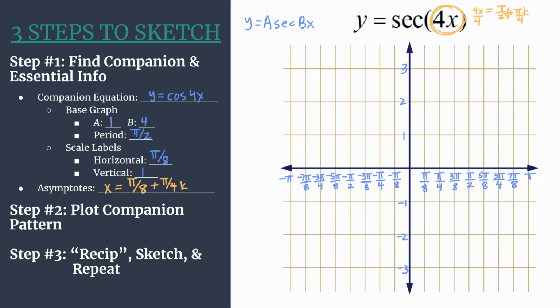All right, so now that we're done talking about asymptotes, let's switch gears back to our companion pattern. We're going to plot our companion pattern lightly. This is step 2, so that we have that as our base to take the reciprocal of.